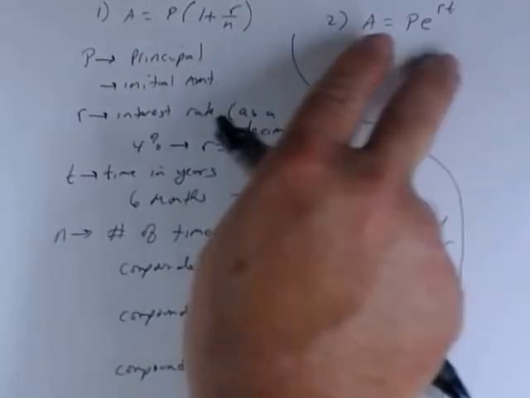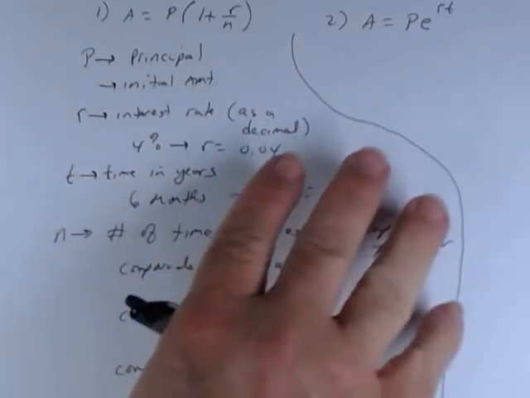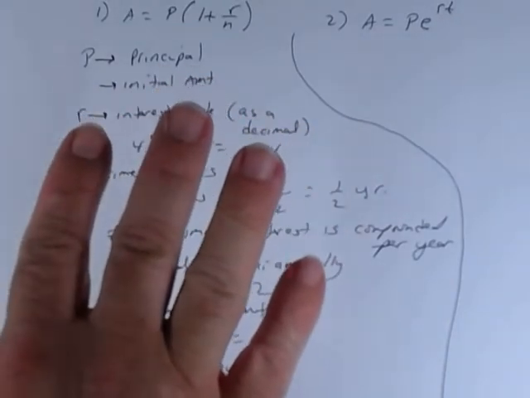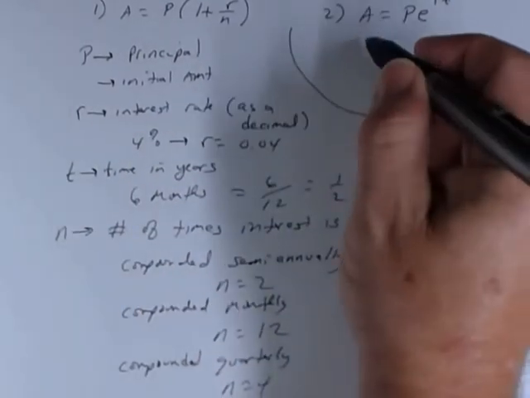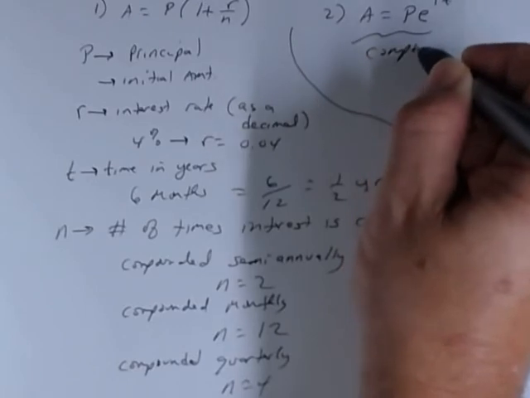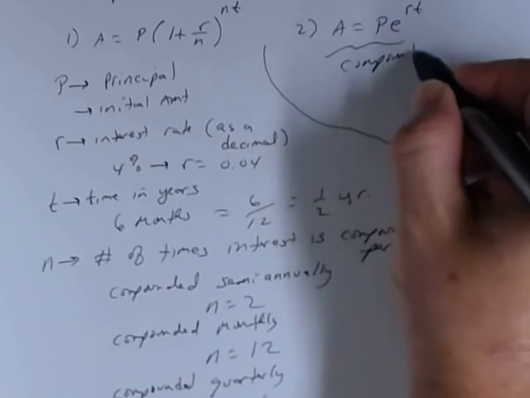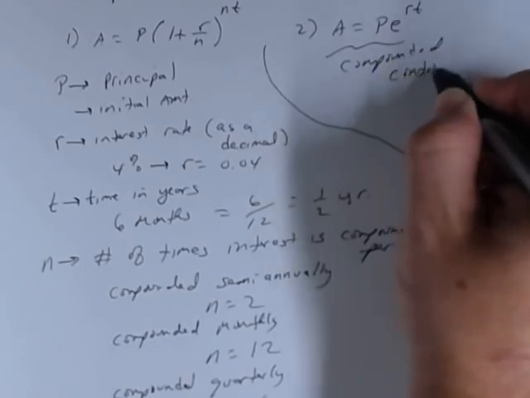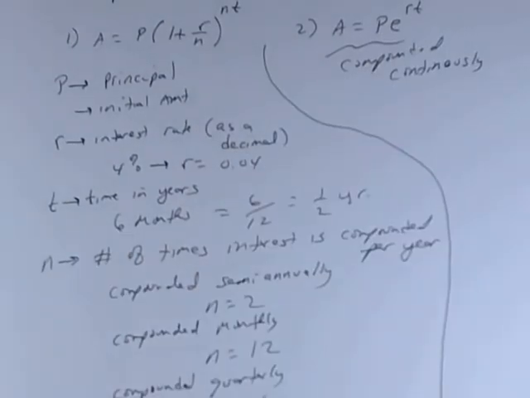Now notice what's missing. What letter is missing in here? N. So if it says it's being compounded continuously, continuous means an infinite number of times, then that's the one you're going to use. You're going to use the PERT formula.